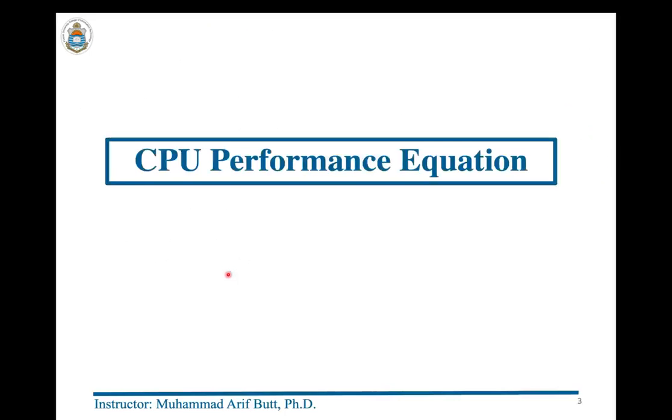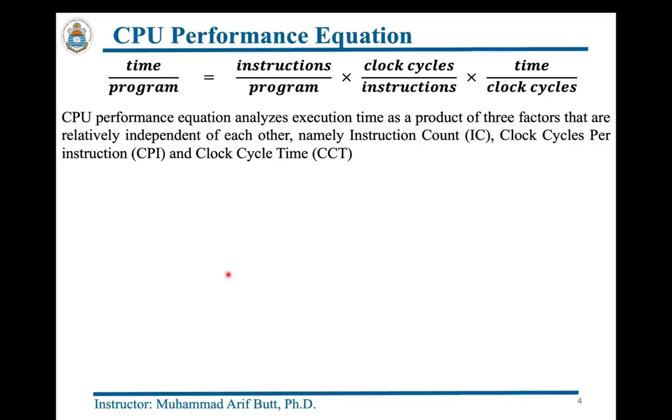Let us first understand the CPU performance equation and see what are the factors on which performance of a CPU depends. Well, dear students, the CPU performance equation analyzes execution time as a product of three factors that are relatively independent of each other, namely the instruction count, the clock cycles per instruction, CPI, and the clock cycle time, CC, or maybe CCT.